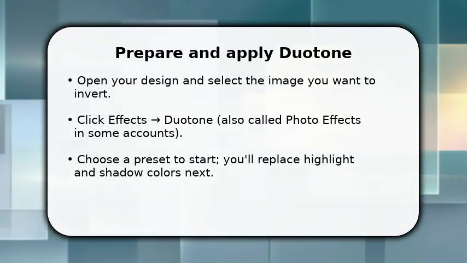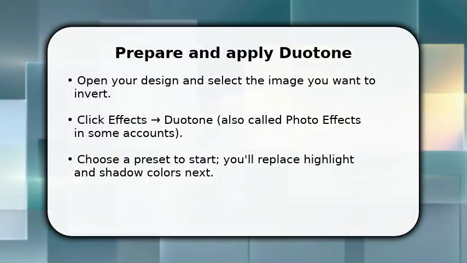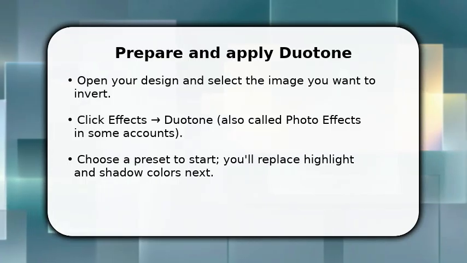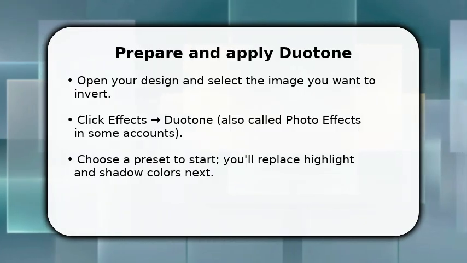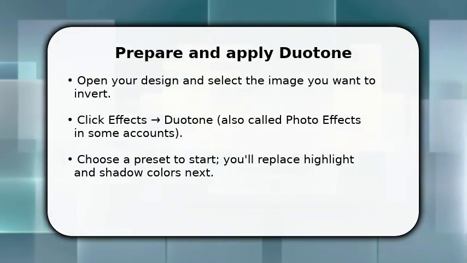Set shadows to white and highlights to black. Doing so flips light and dark values visually. You're mapping original tonal ranges to reverse tones rather than editing pixels directly.